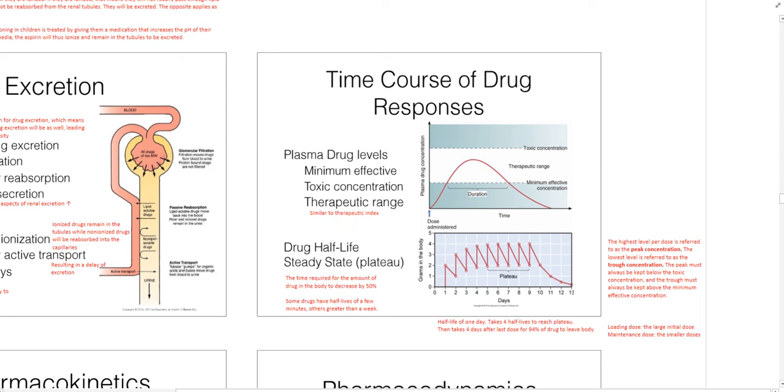So on a more visual side, we give a medication, it's going up. We have to make sure we give a dose that's high enough to actually cross this minimum effective concentration. Once we cross that line, we are now in the therapeutic range. We want to make sure, though, that we do not give so much of a medication that we pass through this therapeutic range and go to the toxic concentration range.